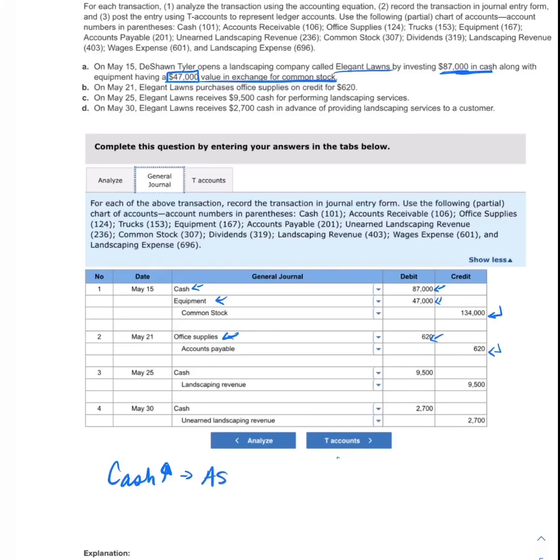Cash is an asset. And if an asset is increasing, then you debit the asset. Next we see that we have landscaping revenue, which is a revenue account. And if a revenue is increasing, then you credit the revenue.